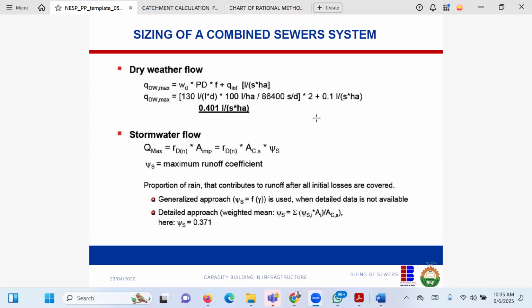Okay, now when you come to stormwater, how do you calculate the stormwater? The stormwater is the maximum runoff. We'll call it runoff this time. Maximum runoff is now the rainfall intensity multiplied by the area of impervious.